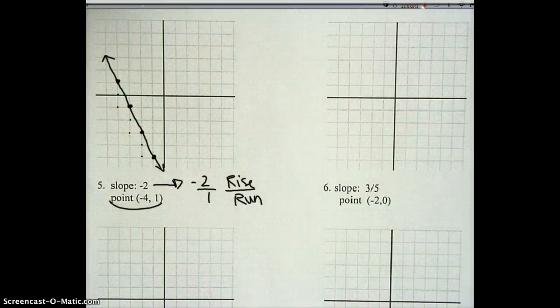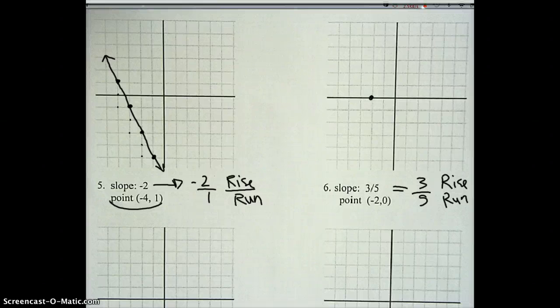Let's check the next one. The slope is 3/5. So that's my rise, my run. My point is -2, 0. So I'm going to go over to -2, 0. And now I'm going to rise 3 and run 5. 1, 2, 3, over 5. 1, 2, 3, 4, 5.